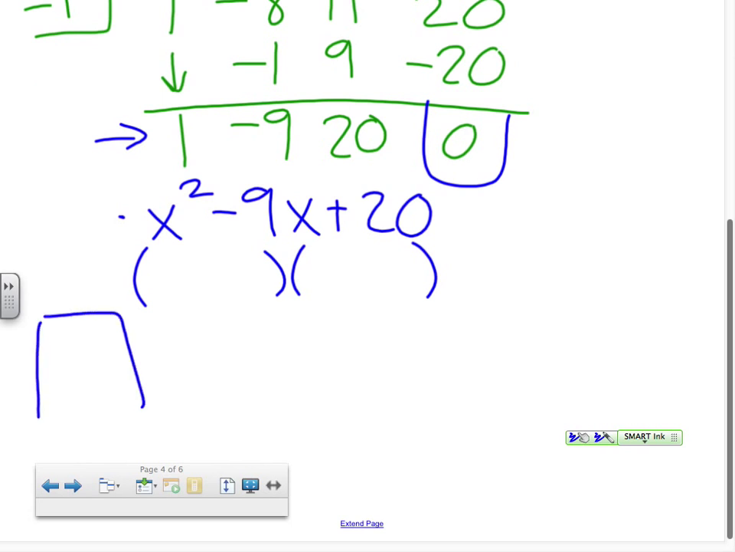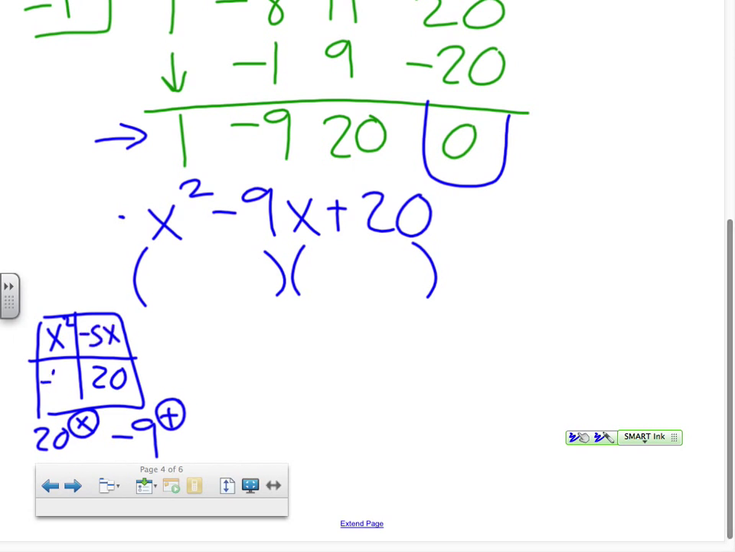I can put that in the box, put my constant there, my leading term there, and then I'm looking for what multiplies to 20 and adds to negative 9. That's going to be negative 5 and negative 4. And then I'll do my factoring, going up and then coming to the left. So now this quadratic right here factors into x minus 5 and x minus 4.